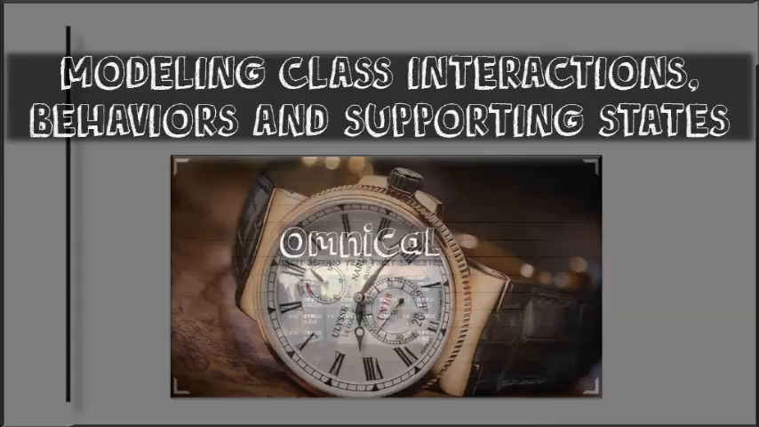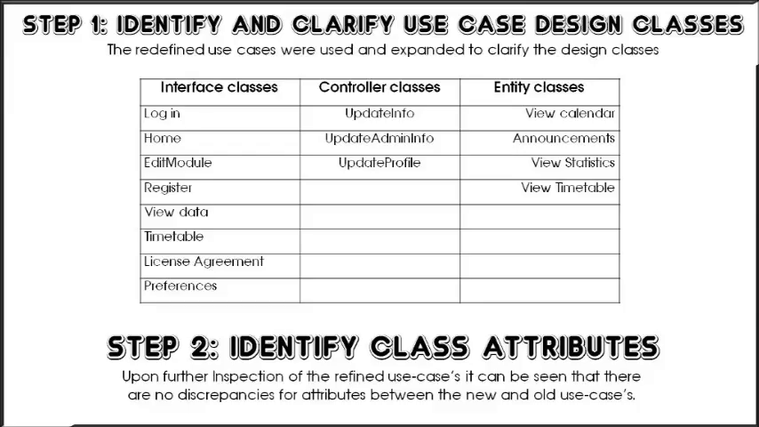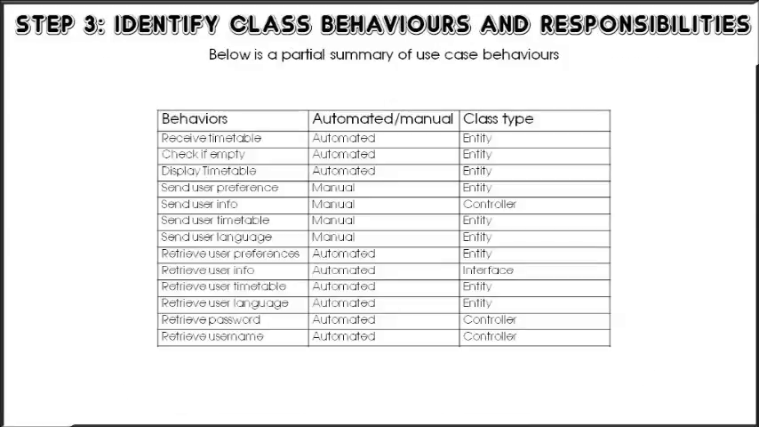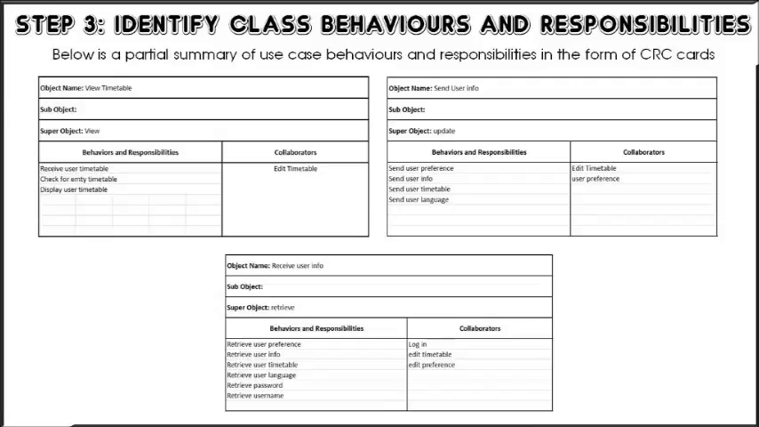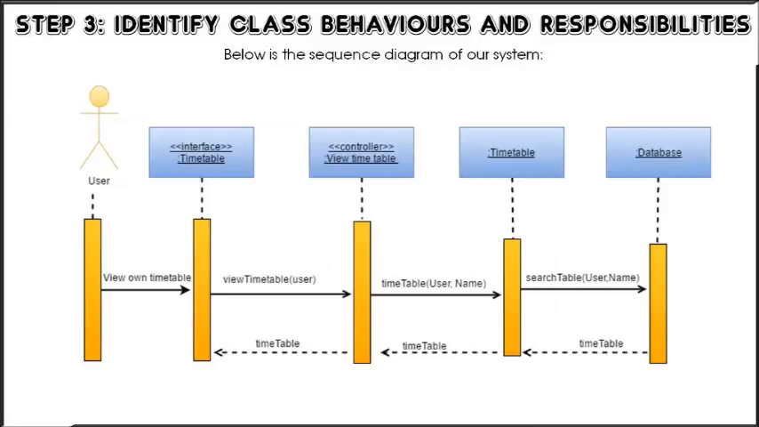Modeling class interactions, behaviors, and supporting states. Step 1. Identify and clarify use case design classes. Step 2. Identify class attributes. Step 3. Identify class behaviors and responsibilities. Below is a sequence diagram of our system.